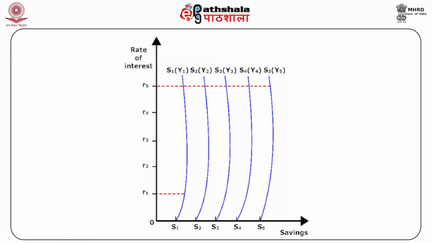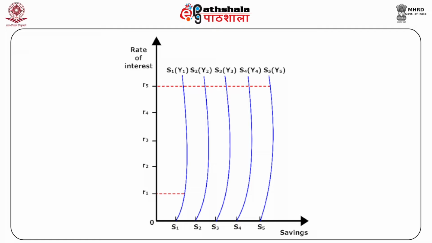Therefore, if we see this relationship in terms of derivatives, it would mean that the first derivative is positive with respect to the rate of interest, but the second derivative is negative.